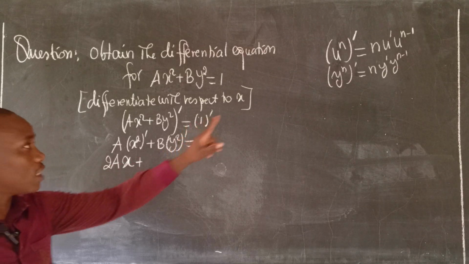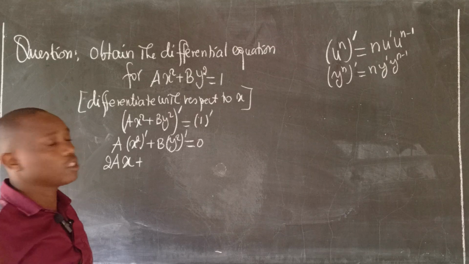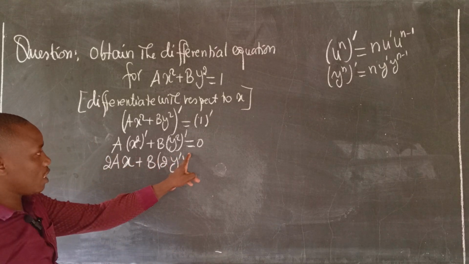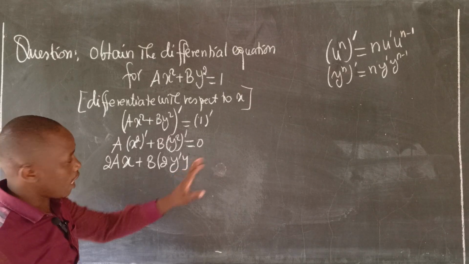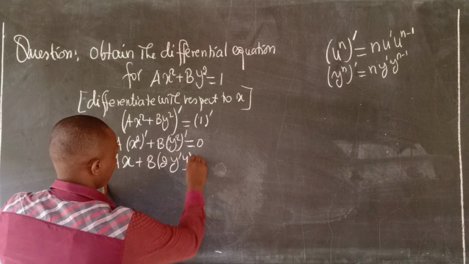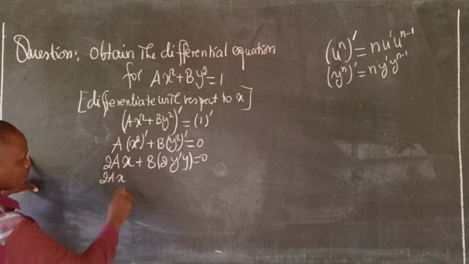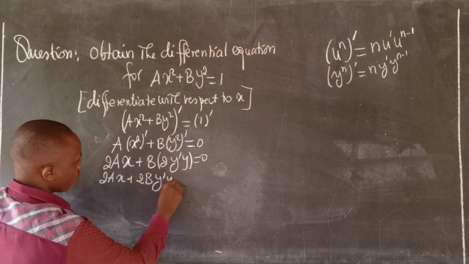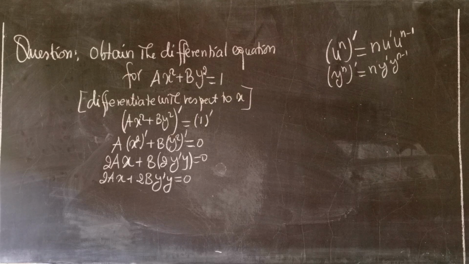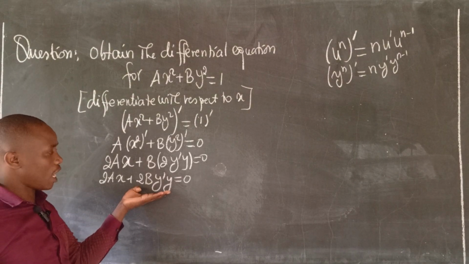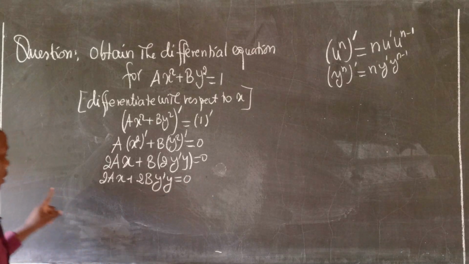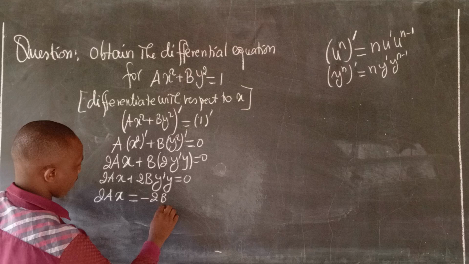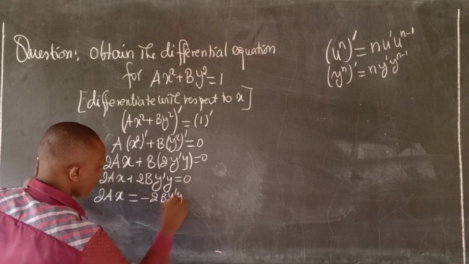You see? We start writing 2y prime times y. Here is b times 2y prime times y, whose power is 2 minus 1, which is 1, and a number to the power 1 stays as it is. Here is 0. We have 2ax plus 2b y prime y, which equals 0. What we are going to do here, we want to take this stuff to the right. This is 2ax equals negative 2b times y prime times y.